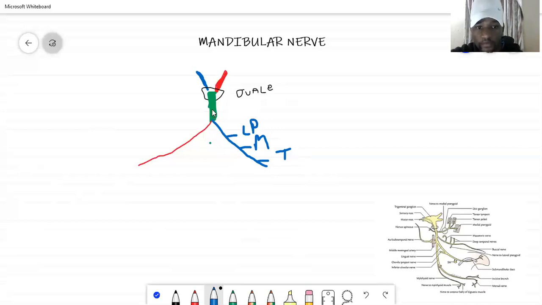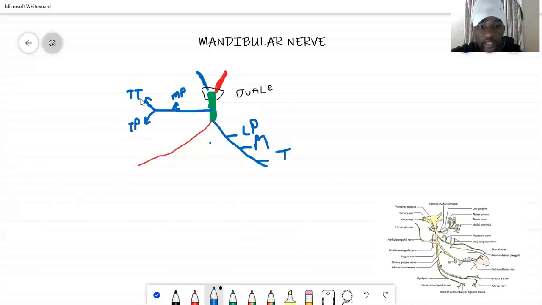Where does it branch from? It branches from the trunk. So your medial pterygoid is supplied by the branch from the trunk, right? And it is not the only one. This branch also continues to supply two other muscles, which are your tensor tympani and your tensor palatini, right?